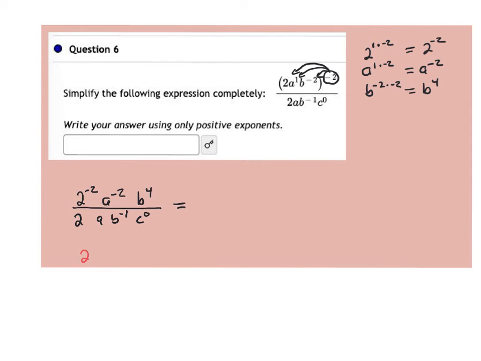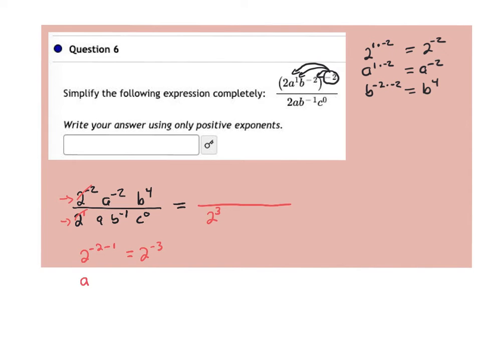Now, let me back up. 2 to the -2 on top, then on bottom, I have to subtract 1, because remember, that exponent is 1. So that gives me a 2 to the -3. Well, whenever you have a negative exponent, you want to put that on bottom as a positive exponent. So that's how I write the 2 without a negative exponent.